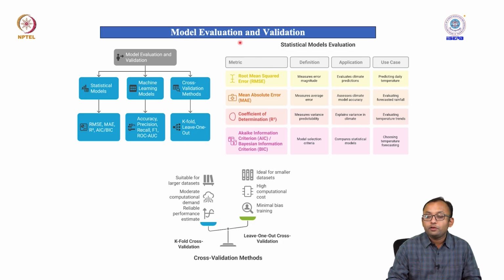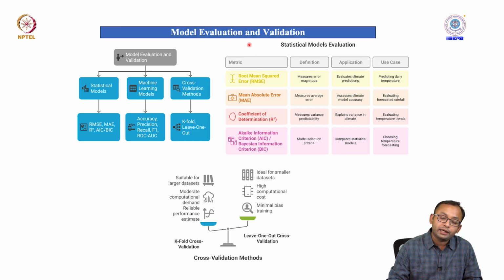Model evaluation and validation are one of the critical steps. We have discussed this in the previous lectures in a very detailed manner. Model evaluation and validation are done by statistical measures, for example RMSE, MAE, R square, AIC, BIC criteria. For machine learning models, we can use accuracy, precision, recall or F1. These indexes tell us the overall accuracy of the machine learning models. Then there are cross validation methods.